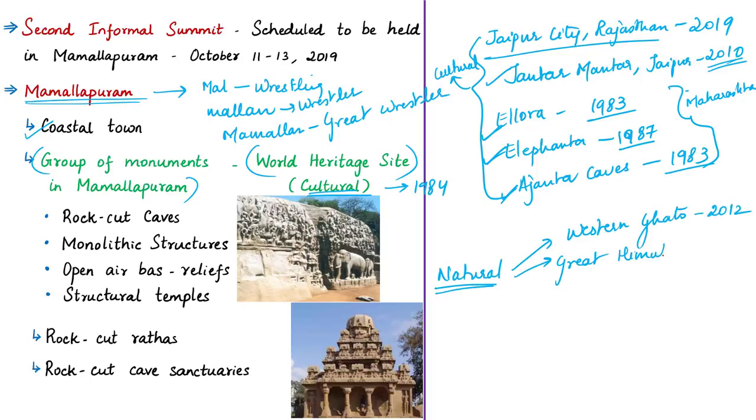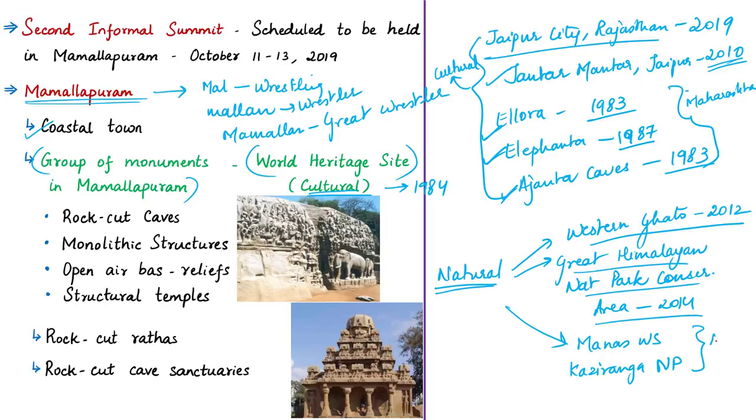Then we also discussed the natural sites which were declared World Heritage Sites. In this we saw the Western Ghats, which was declared in 2012. Then we saw the Great Himalayan National Park Conservation Area, which was declared in 2014. Then we also saw the Manas Wildlife Sanctuary and Kaziranga National Park in Assam. And we also saw one site declared a World Heritage Site under the mixed category, which is situated in Sikkim, the Kanchenjunga National Park. So these are the World Heritage Sites which we have discussed during our analysis in the past days.